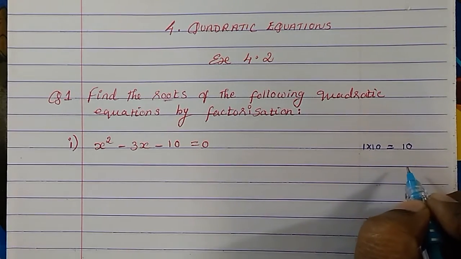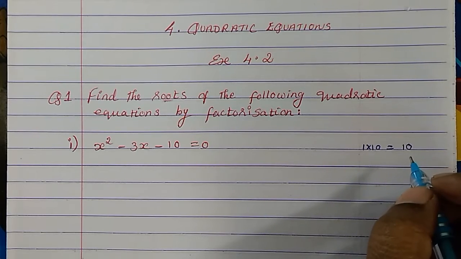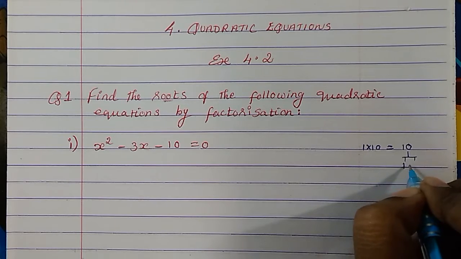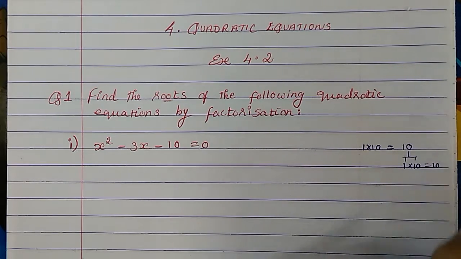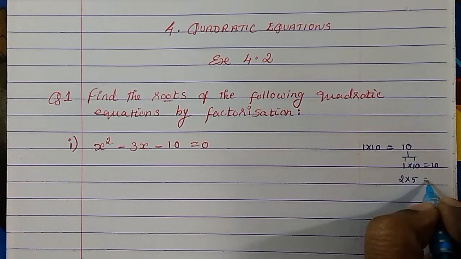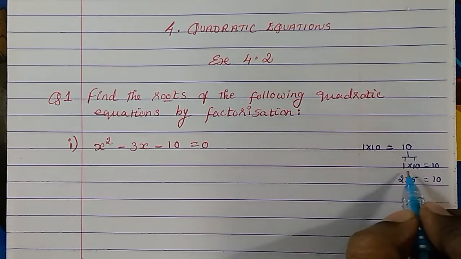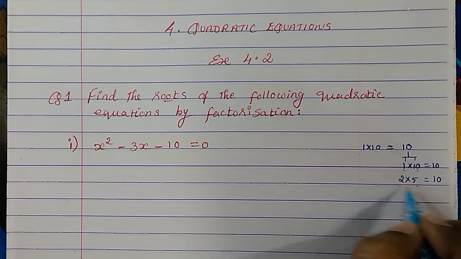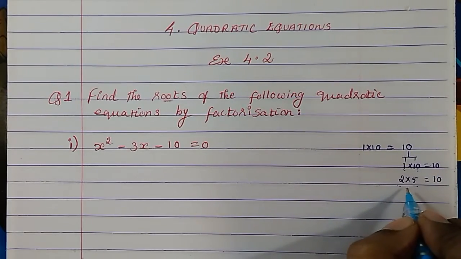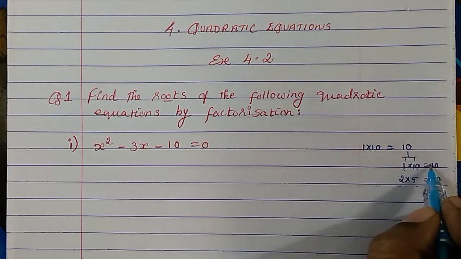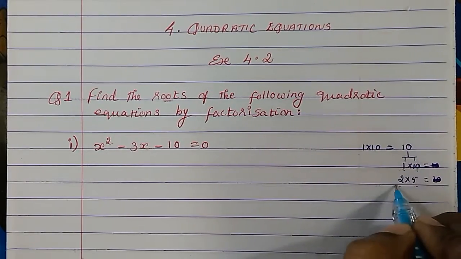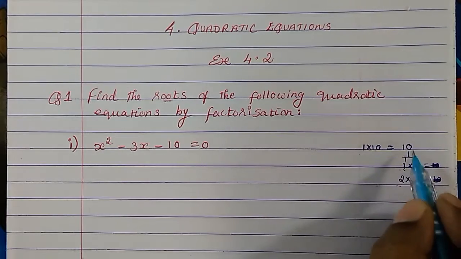Now you have to find the factors for this 10. So what can the factors of 10 be? It can be 1 into 10 will give us 10. Then 2 into 5 will give us 10. So this we call factors. 1, 10, 2 and 5 are factors of 10. Now in this we have to take any two numbers. So 1 into 10, 10. 2 into 5, 10. So these are the factors of 10.